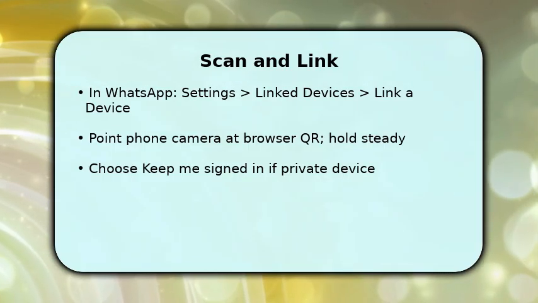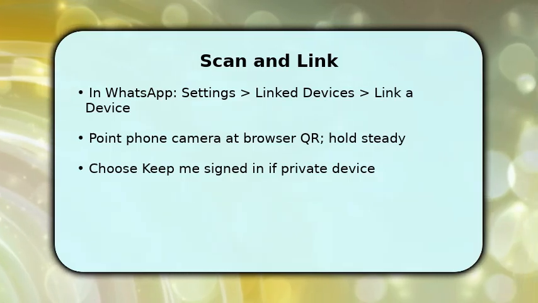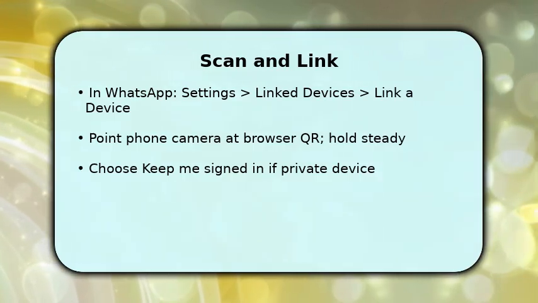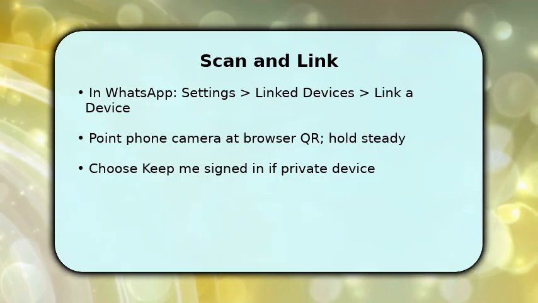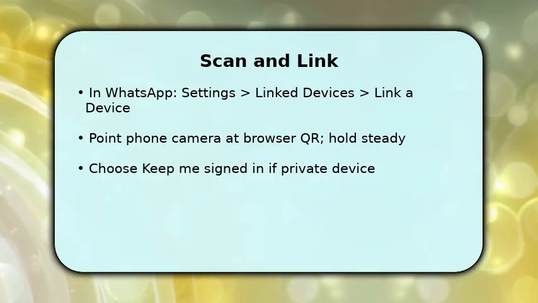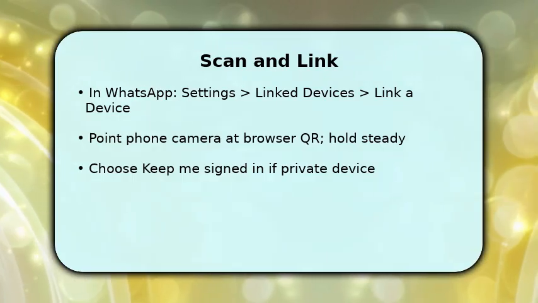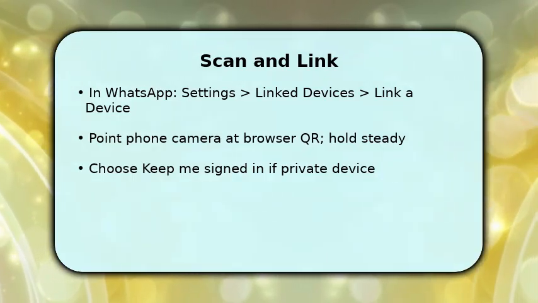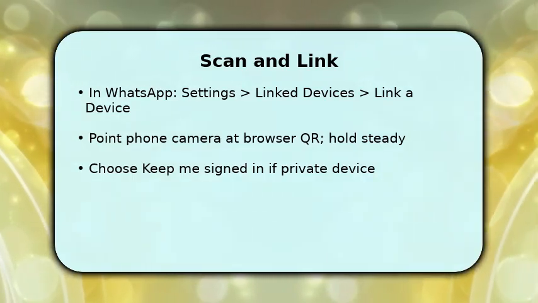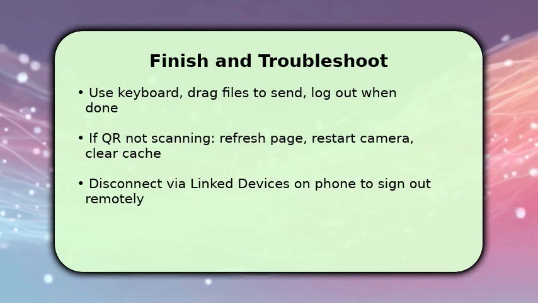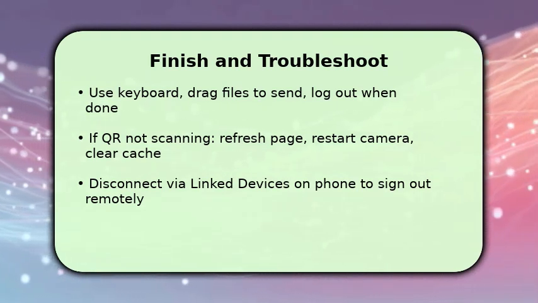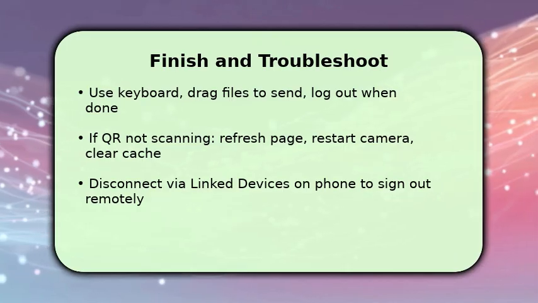Once scanned, the web session loads your chats and media. This happens because WhatsApp mirrors your account through an encrypted channel. Make sure to select Keep Me Signed In only if the device is private. Otherwise, leave it unchecked for security reasons. Complete the setup by typing a message, sending a file, and checking notifications. You now use WhatsApp with a full keyboard and desktop-like controls.